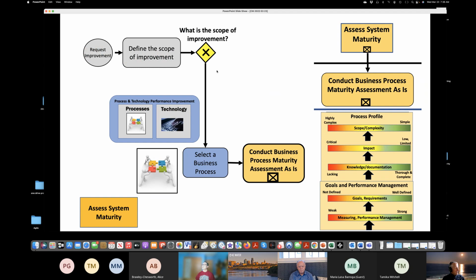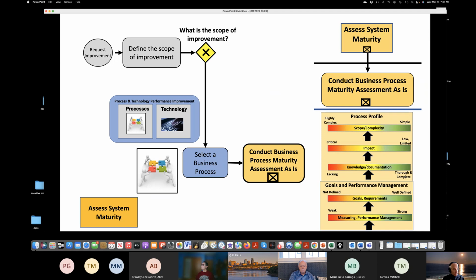If the scope of improvement is business process or technology, we would start by selecting a business process so that our work is focused on a business process, not trying to improve the organization overall. The maturity model for that business process includes these 5 components. Is the process we're trying to improve simple, or is it highly complex with many people involved, like asset management? What is the impact if something goes bad? Is it low and limited, or broader, or maybe critical?